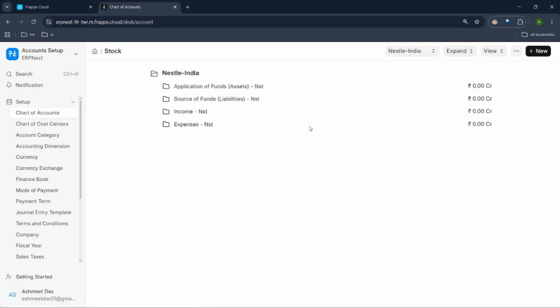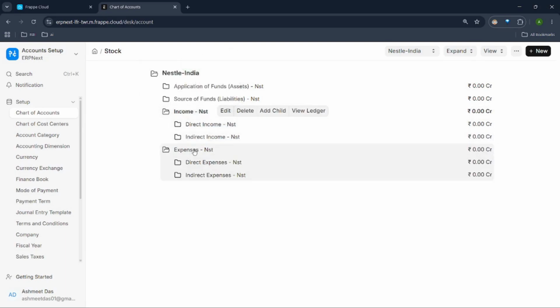These roots are assets, what a company owns, machines, factory units. Liabilities, what a company has to pay. Equity, basically owner's investment. Income, money earned by selling KitKat or Maggi. Expenses, money spent on making KitKat bars and Maggi. We can add accounts under this chart of accounts as per our requirement.